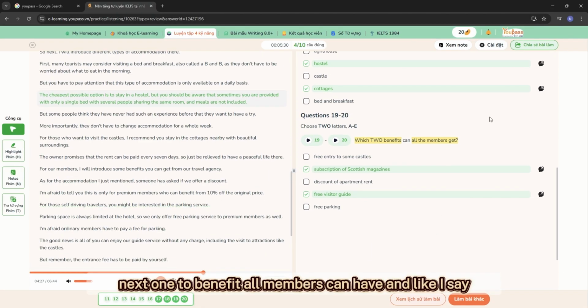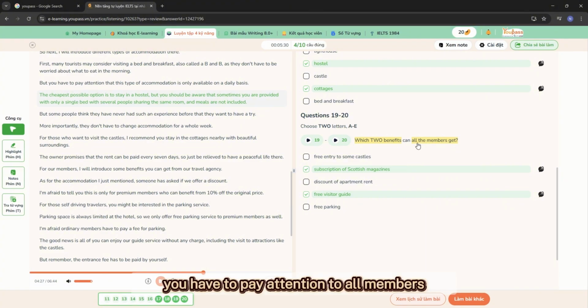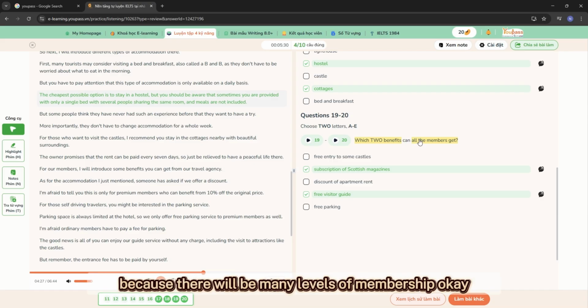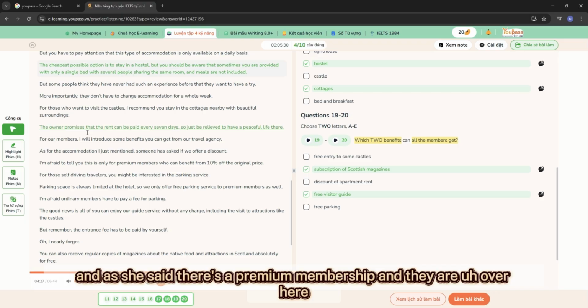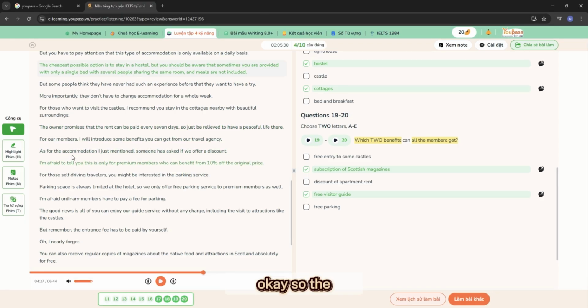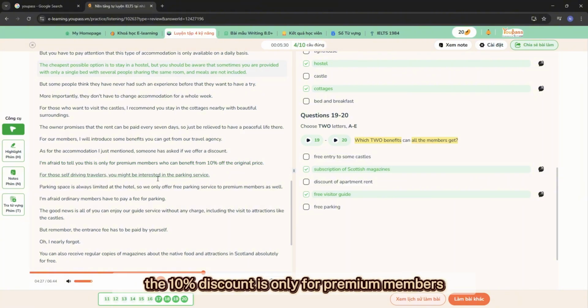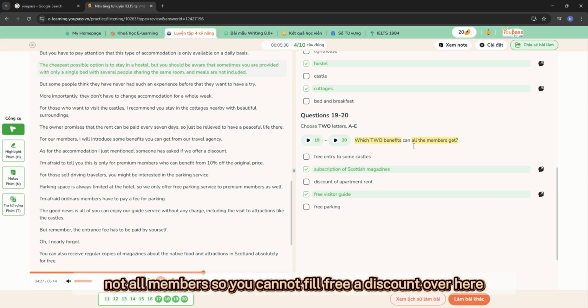Next one, the benefits all members can have. And like I say, you have to pay attention to all members because there will be many levels of membership. Okay, and as she said, there's a premium membership. The 10% discount for the accommodation is only for premium members, not all members. So you cannot pick the discount over here.